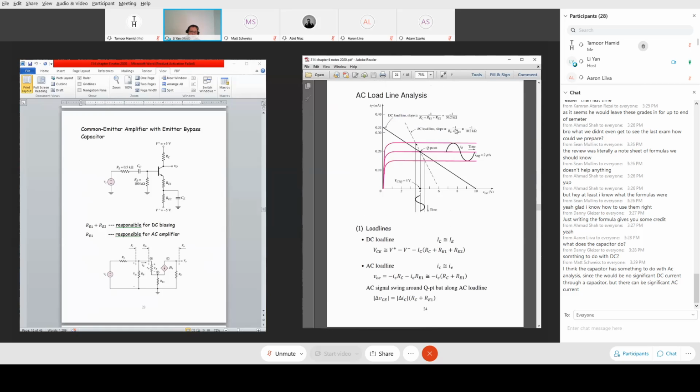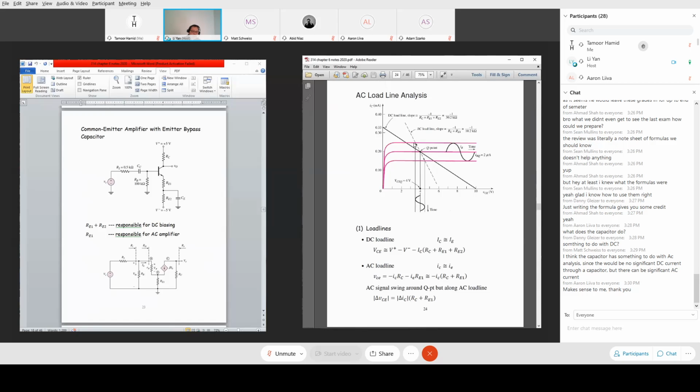So for this AC load line slope, reciprocal-wise, RE2 is removed, so the denominator is smaller. The denominator is smaller, so the slope is steeper. So the AC load line is steeper. So this is the AC load line. The AC signal will swing around the quiescent point, but around the quiescent point, they don't swing along the DC load line. They swing along the AC load line.